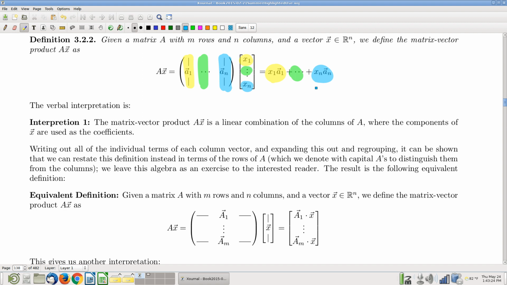Right, so yellow times yellow plus green times green plus blue times blue. Okay, fine. But now I'm only interested in the first coordinate of this linear combination. Well, the first coordinate of this linear combination is going to come from looking at the first coordinates of the vectors that I'm combining. Okay?